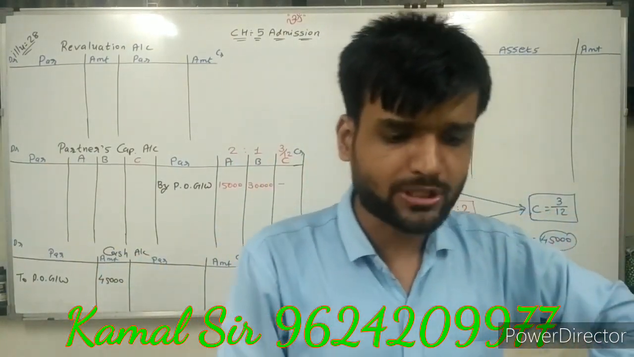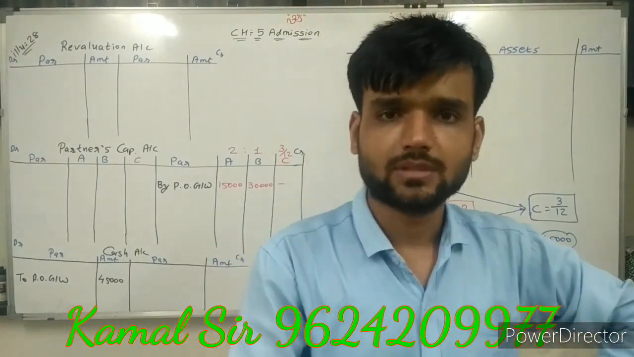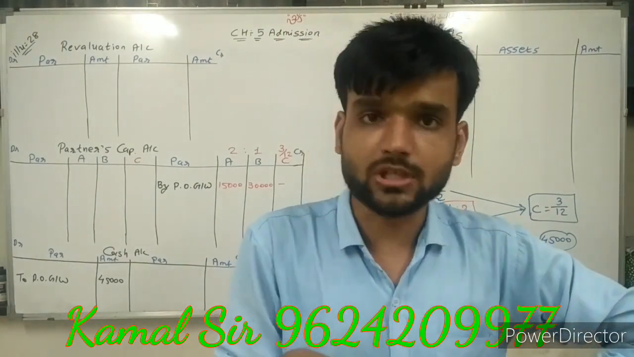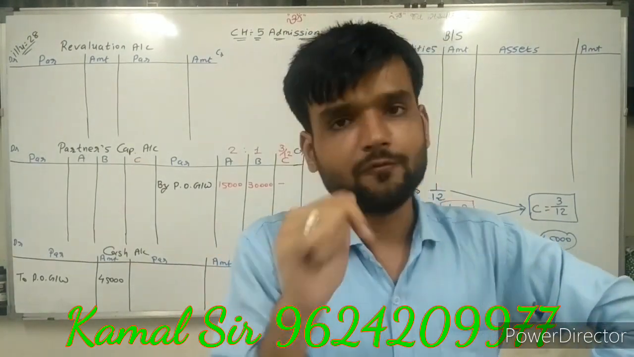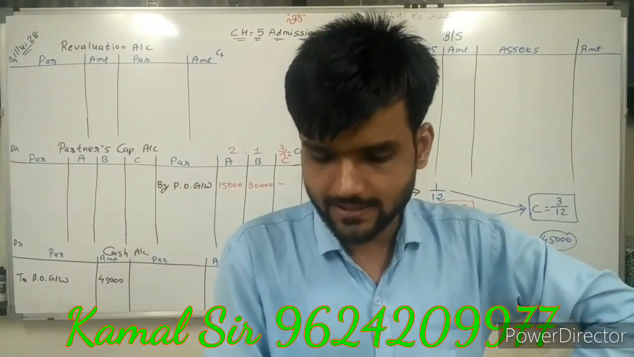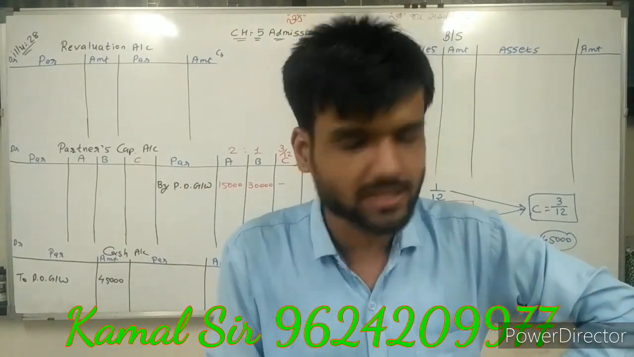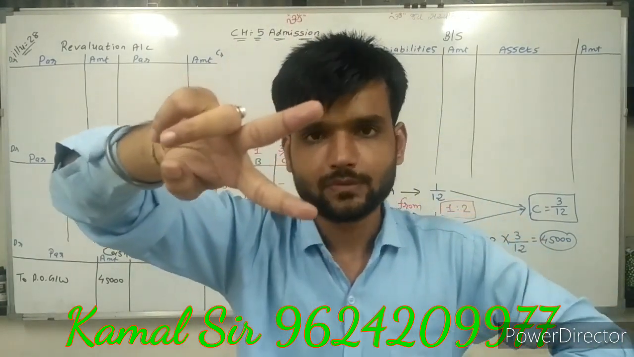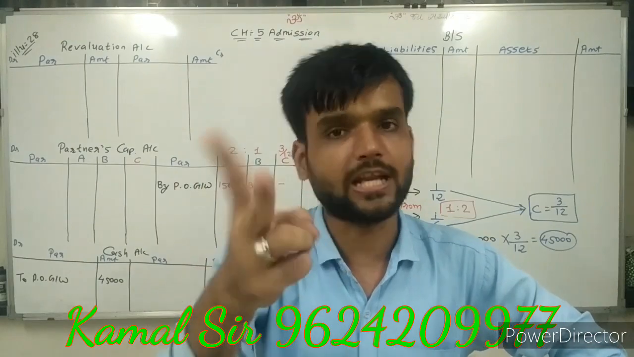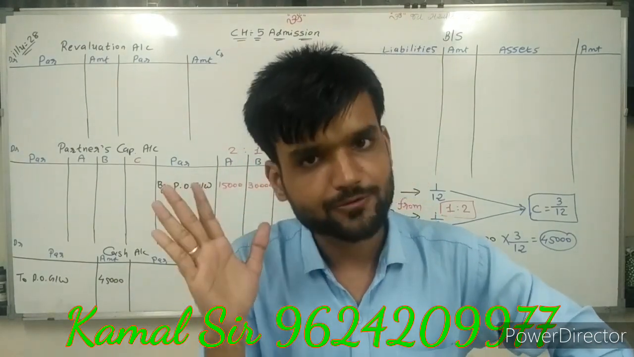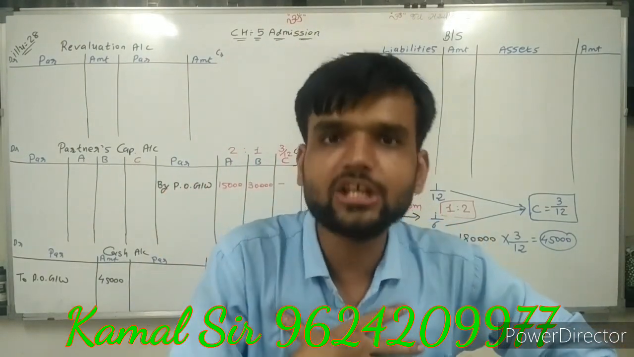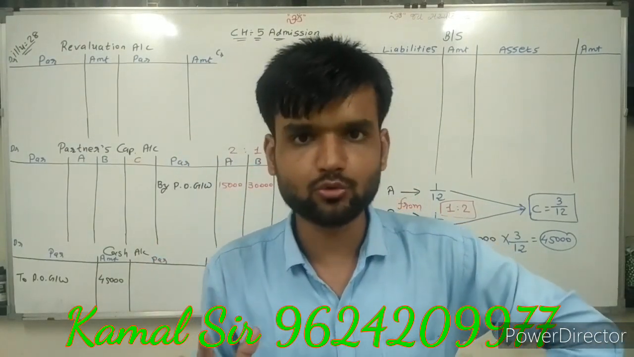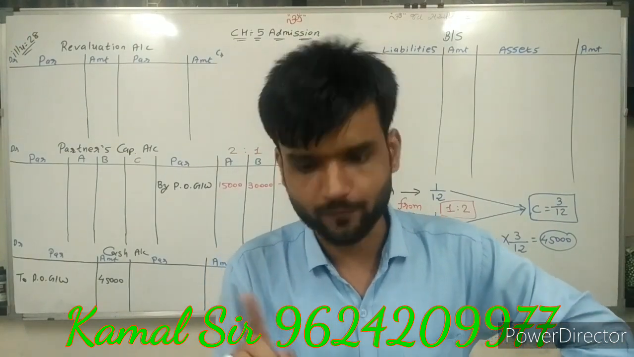Fixed assets are to be depreciated at 10%. Now, sir, which are fixed assets? Plant and machinery is a fixed asset. Building, fixed asset. Stock, not a fixed asset. Debtors, not a fixed asset. Cash and bank balance, not a fixed asset. It means two fixed assets are given in the balance sheet, plant and machinery and building. On that, we need to find depreciation. So, going to calculate depreciation on fixed assets.